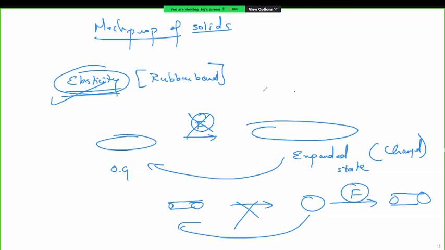Now, people used to, okay, fine. I don't think a controversial example is required. We'll stick to the rubber band example. That's the meaning of elasticity.